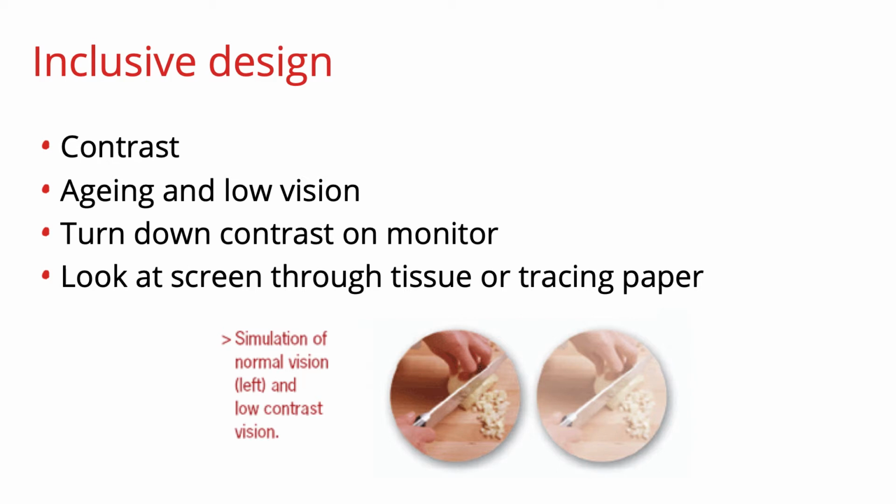If you're not sure if your colours are creating problems for contrast, simulate low contrast vision by turning the contrast down on your monitor, or you can actually hold a piece of tissue paper or tracing paper up on the screen, and that will help you see if there are any problems there.